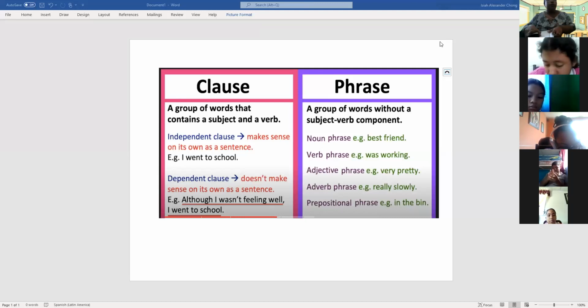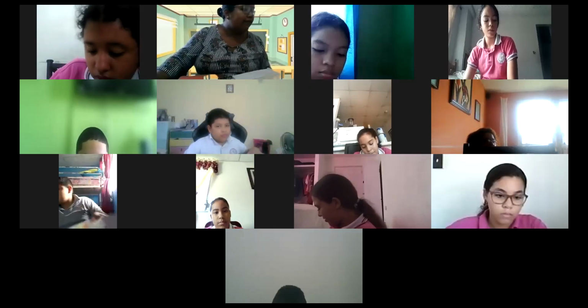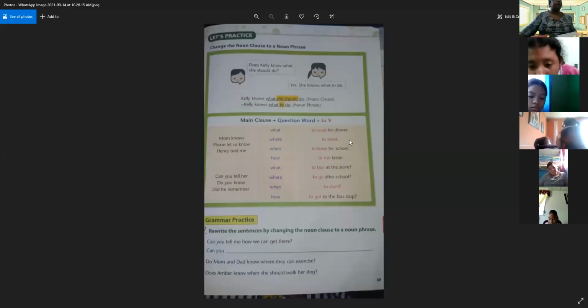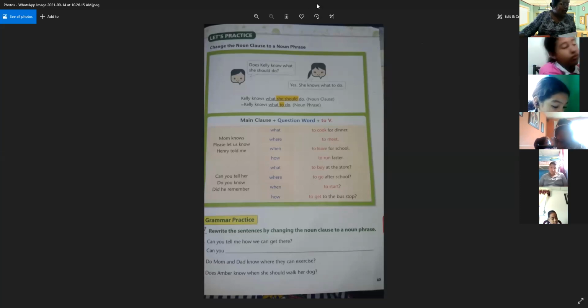Okay, now we continue with the book. Look in your student book, page 65. Okay, so this is page 65 in the student's book where we can see the lesson, the change of noun clause to noun phrase. But what I want you to pay attention to in this page, the thing that I want to learn in this page, is this part here.